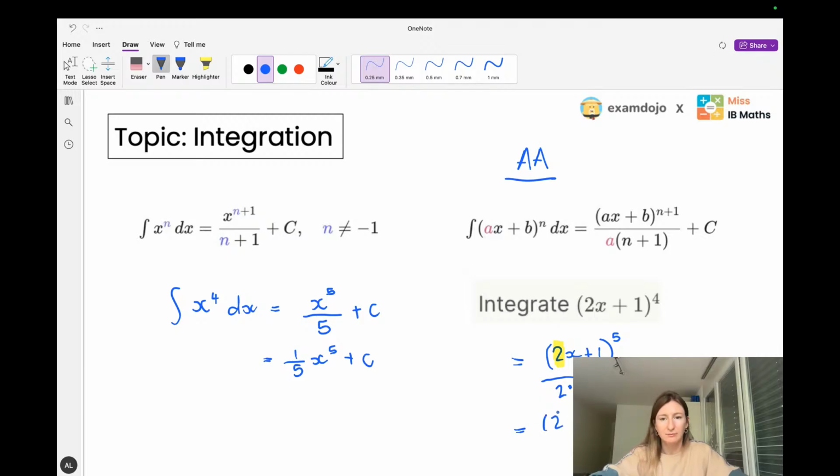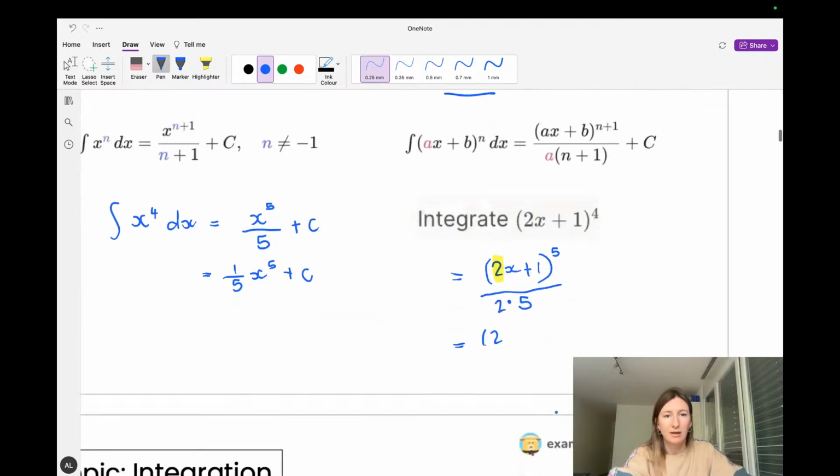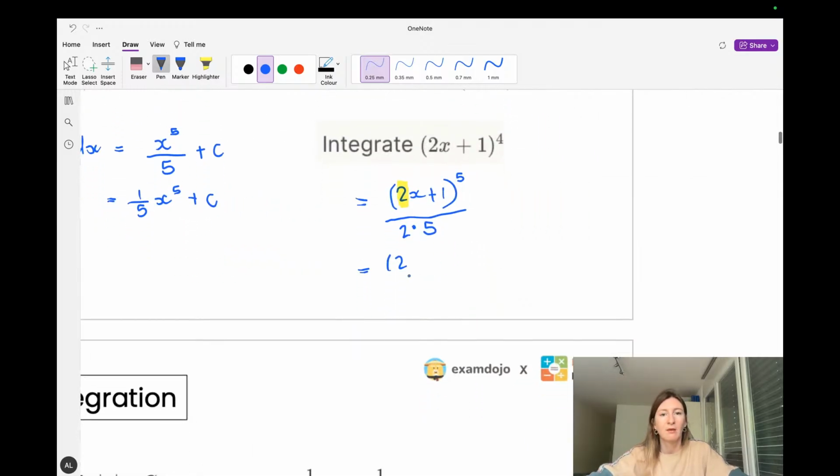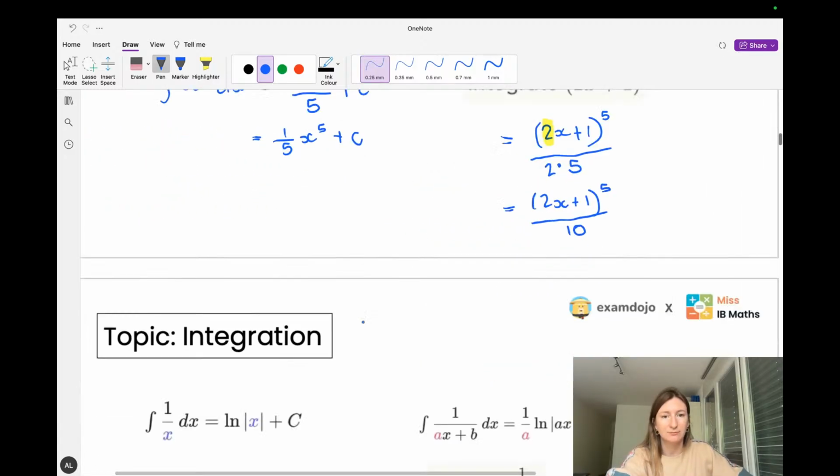So my final, sorry, that's probably covered by my video. So let me just move that up and across. I'll have 2x plus 1 to the power of 5 divided by 10, 2 times 5. So that's just what we have if we have a linear function. And we'll see how that affects our other functions as well.